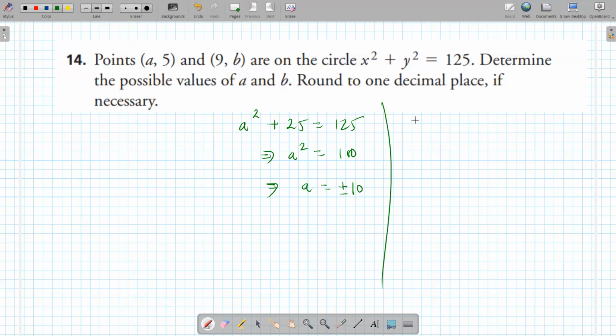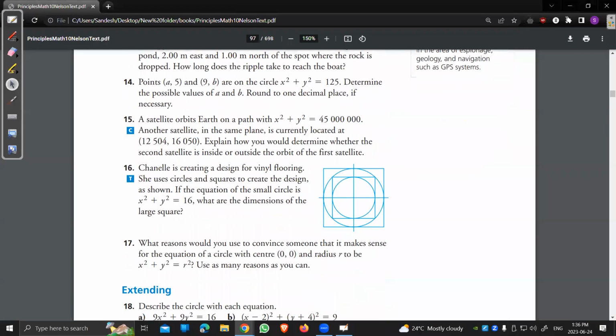Similarly, the possible value of b: 9 squared is 81, plus b squared is 125. So b squared is going to be 125 minus 81, which is 44, not a nice number. So that means b is going to be plus minus the square root of 44, whatever that is. It's going to be more than 6, less than 7, okay? So see, this is pretty simple. You just plug it in. If they give you a point, you just plug it in, and it usually works out.